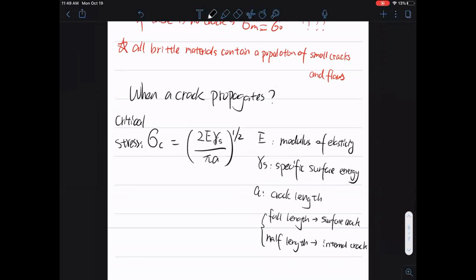All right, next time we're going to do some examples to practice how to use those two equations. But that's all for today.